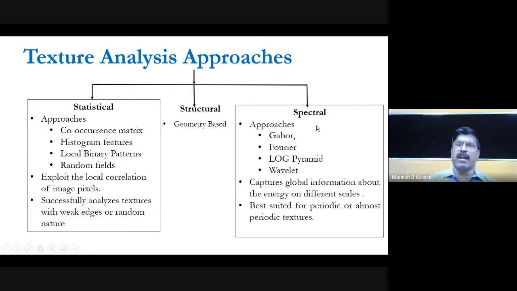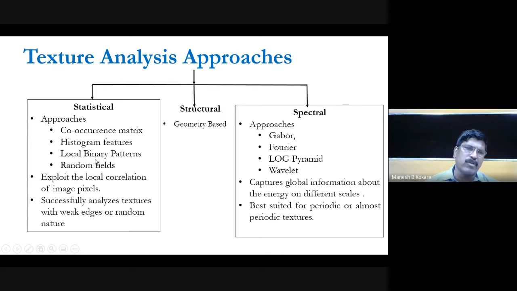Whereas in spectral, what are you doing? You are taking the transform of the texture image. So maybe you can take the Gabor transform, the Fourier transform, or the Laplacian of Gaussian pyramid, or the wavelet transform of the image. So you are considering the whole image here, and then finding either the Gabor transform, Fourier transform, Laplacian Gaussian transform, or wavelet.